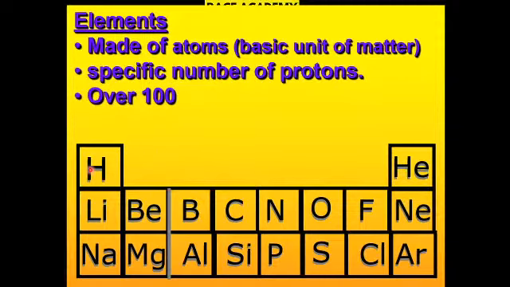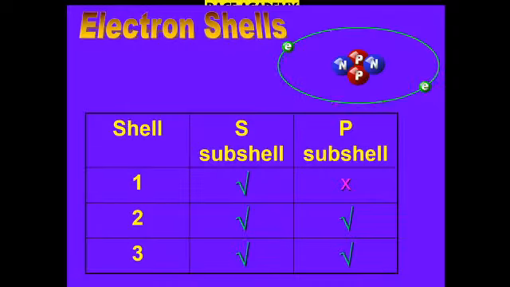If you see the periodic table, a small presentation here: hydrogen, lithium, sodium, helium, neon, argon are present here. And here, beryllium, boron, carbon, nitrogen, fluorine. Here, magnesium, aluminum, silicon. Like this, an interesting picture. So there are over 100 such elements we have. Now, let us come back to this discussion of electron shells.